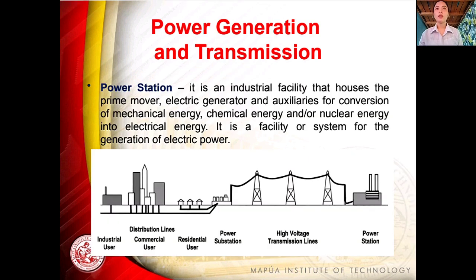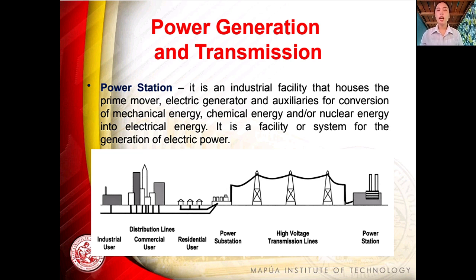Power generation and transmission. Power station. So it is an industrial facility that houses the prime mover, electric generator, and auxiliaries for conversion of mechanical energy, chemical energy, or nuclear energy into electrical energy. It is a facility or system for the generation of electric power.